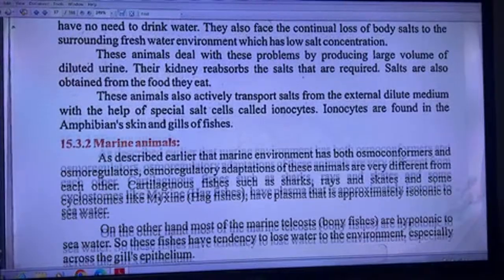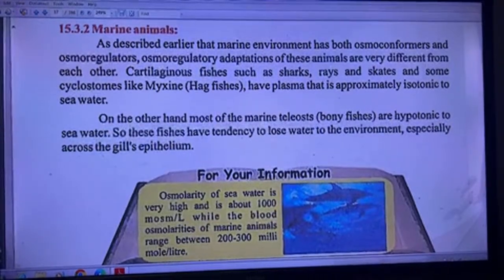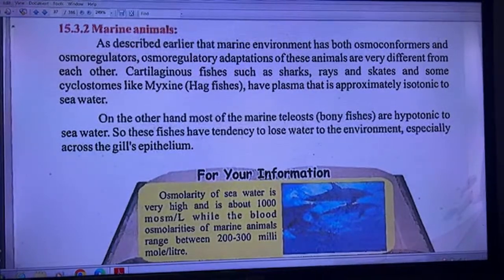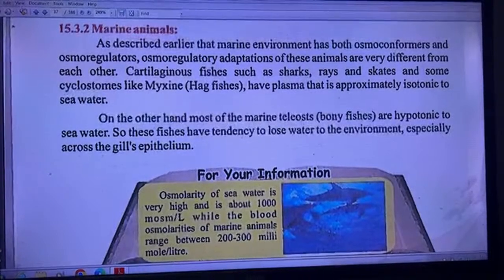Marine animals. As described earlier, the marine environment has both osmoconformers and osmoregulators. Osmoregulatory adaptations of these animals are very different from each other. Cartilaginous species such as sharks, rays, and skates, and some cyclostomes like myxine hagfishes have plasma that is approximately isotonic to seawater. On the other hand, most marine teleost bony fishes are hypotonic to seawater. So these fishes have a tendency to lose water to the environment, especially across the gill epithelium.